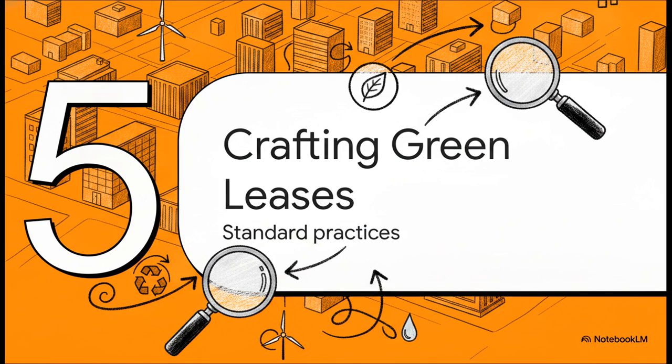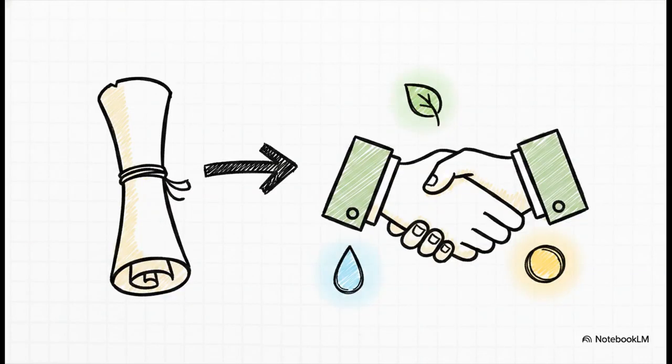Finally, Section 5, Crafting Green Leases. Let's look at how this becomes standard practice. This broader view is captured by SASB metric IF-WORT 410A.3, which looks at the qualitative strategies for integrating sustainability directly into standard leases. So we're moving beyond just cost recovery here.